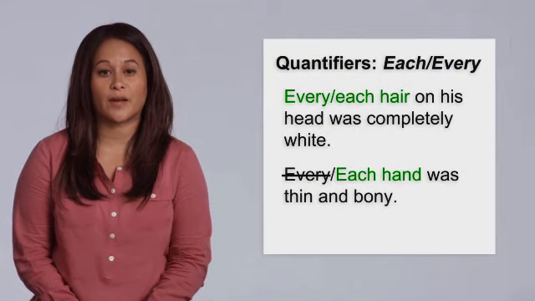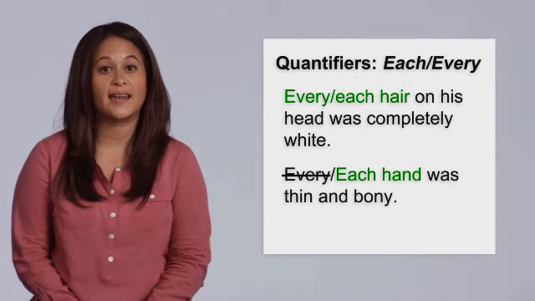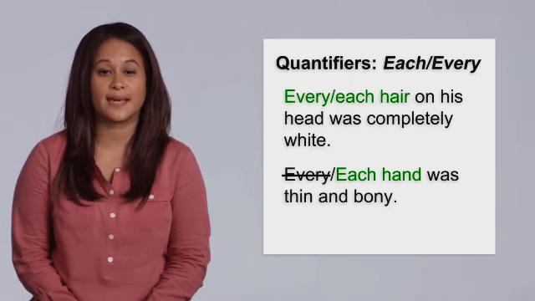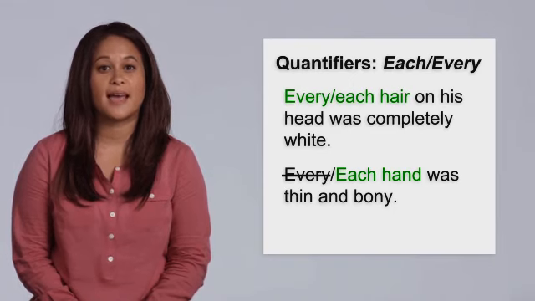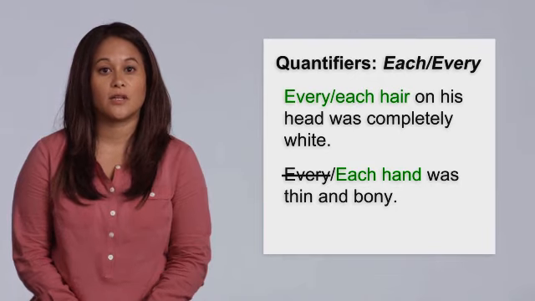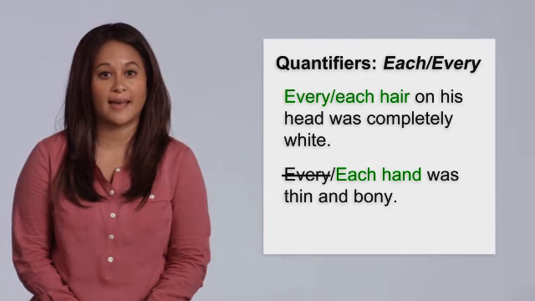A few quantifiers, for example, each and every, can also be used with singular nouns. Each and every have similar meanings, but there are two main differences. First, every always refers to more than two things. You can talk about every hair on his head or each hair on his head, but for hands, you must say each hand.